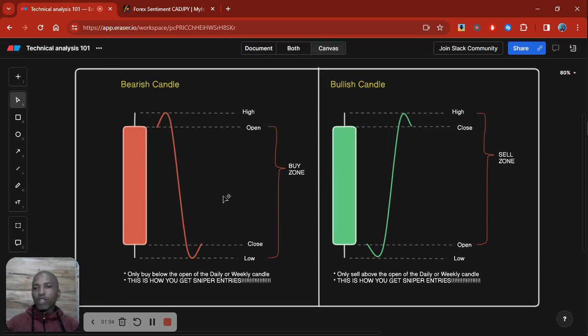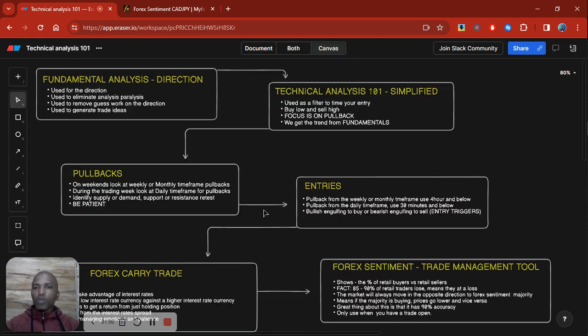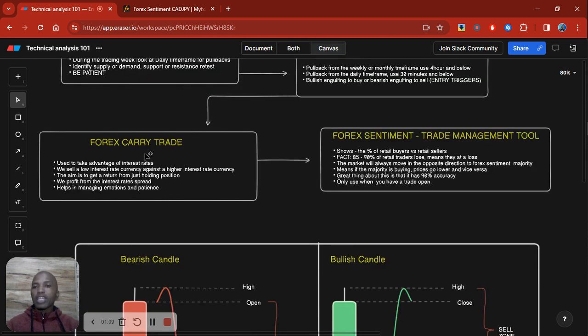But for today's video, we'll be moving on with our sequence, and we'll be focusing primarily on the Forex carry trade as well as the Forex sentiment. Now we've moved from executing the trade, which is buy low, sell high, to now how do you actually manage the trade, right?